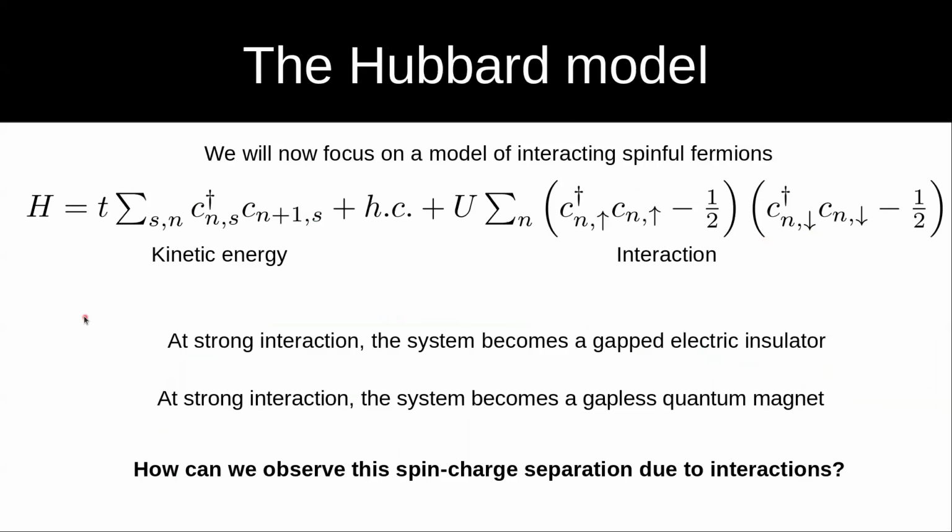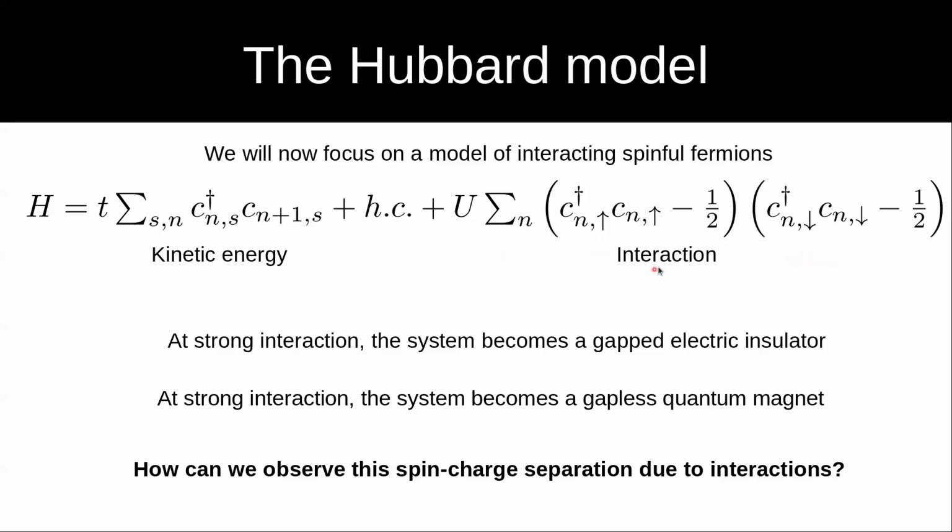Let us now look at a slightly more complex model. This is the so-called Hubbard model, which in practice is also a model for fermions, but now the fermions have a spin degree of freedom. For this model, we are going to consider a first neighbor hopping, that is the kinetic energy. And then we have a many-body interaction that is now a density-density interaction. It's an interaction between density up on one site and density down on the same site.